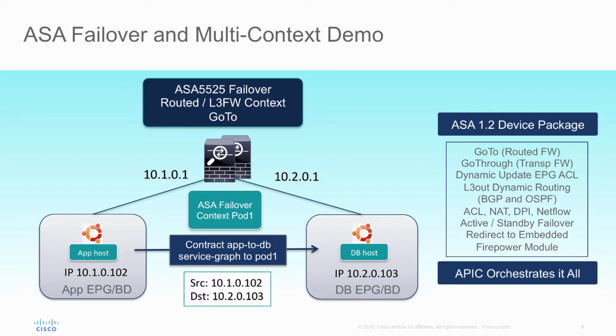So for our demo, what we're going to show you is an application EPG speaking through a service graph and leveraging a routed mode context, pod 1, inside a failover setup of ASA 5525s. This app EPG is going to speak to database EPG and vice versa through the firewall itself. We are leveraging the ASA device package that supports all the features that you see here, and APIC orchestrates all of these features on ASA.